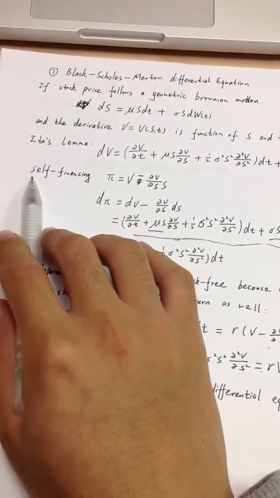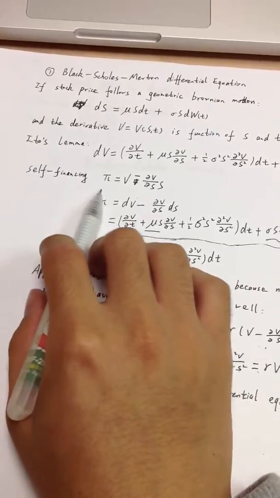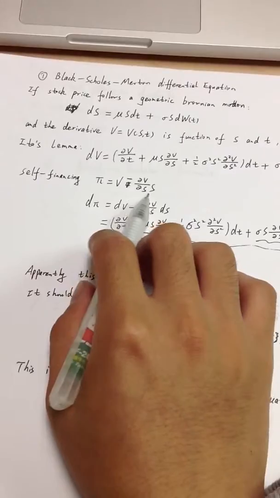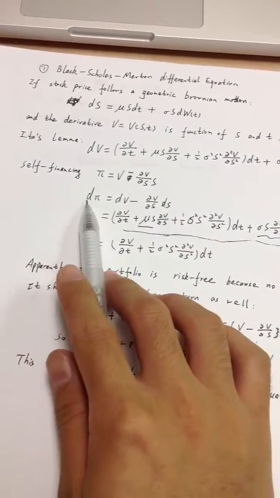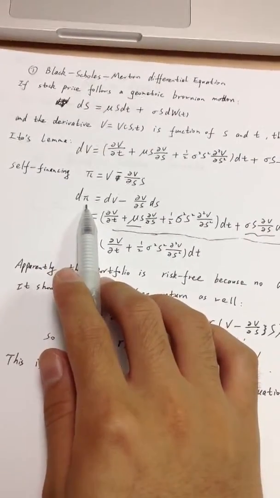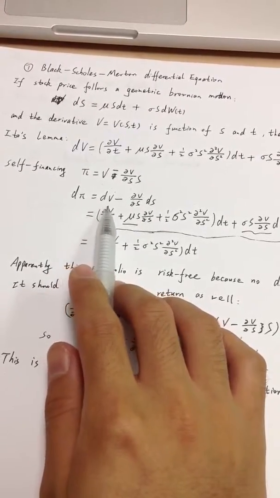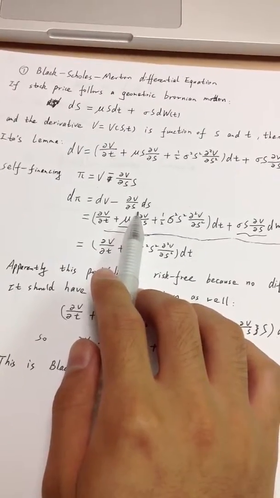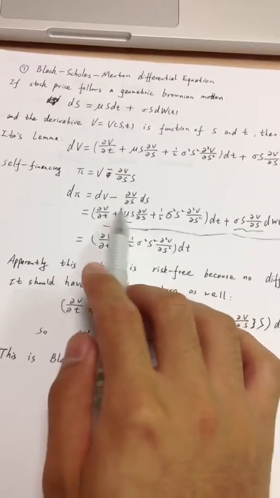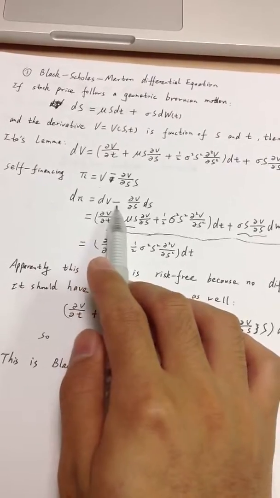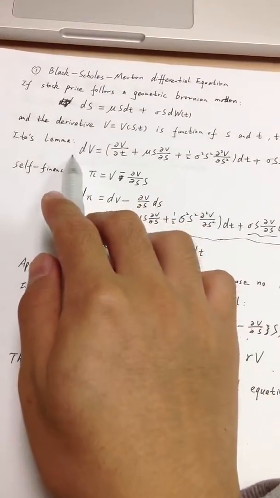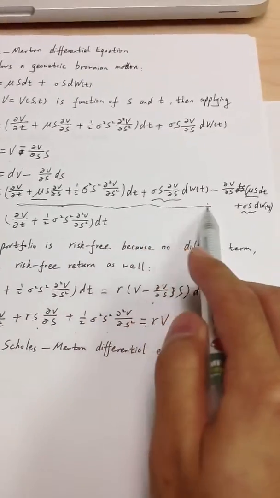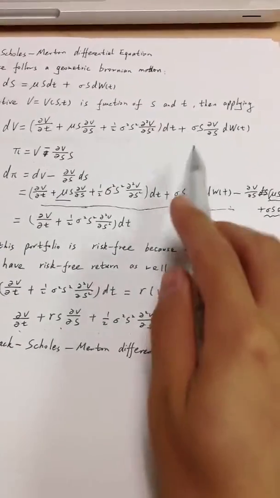Let us consider a self-financing portfolio Π, which equals V minus the first order partial derivative of V with respect to S multiplied by S. Then we can get dΠ equals dV minus the first order partial derivative of V with respect to S multiplied by dS. And we can replace dV by the formula we get from Ito's lemma here. So this portion is all from Ito's lemma.